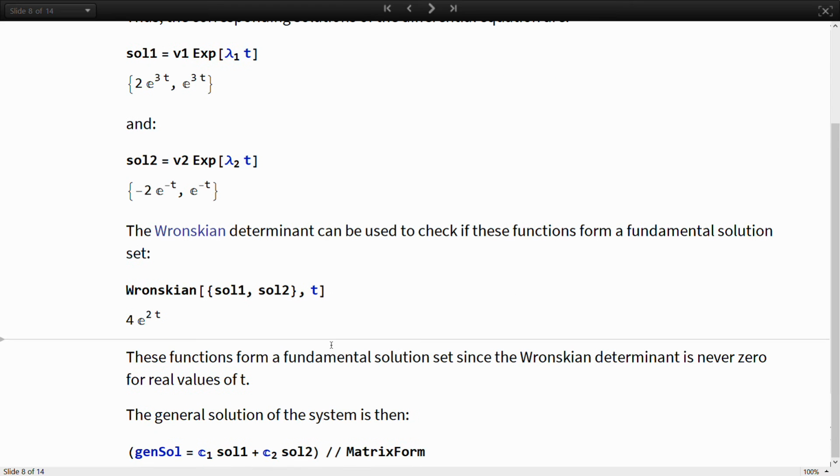Since the Wronskian is never zero, these two functions do form a fundamental solution set. Therefore, the general solution to the system of differential equations will be a linear combination of the two solutions we just found.